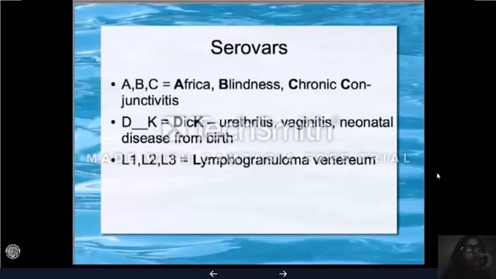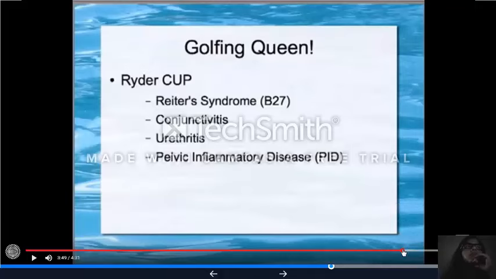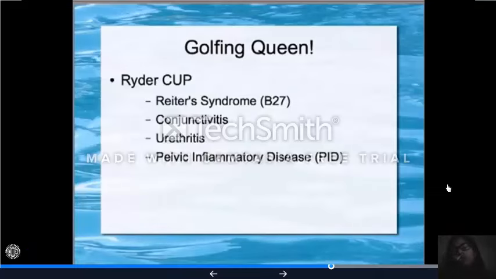Now, an HLA-B27 associated reactive arthritis, sometimes following genital infection. C stands for conjunctivitis, U stands for urethritis, and P stands for pelvic inflammatory disease. And these are basically the diseases that chlamydia causes.